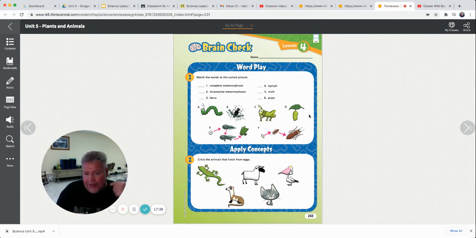Number 2, circle the animals that hatch from eggs. Okay, well, we know that lizards, reptiles, hatch from eggs. So circle the lizard. Weasels, they're born live, or a meerkat, I guess. Kitty cats are born live. They don't hatch, your cat doesn't lay eggs, does it? Sheep are born live, but a bird lays an egg. So you need to circle a lizard and the stork there.